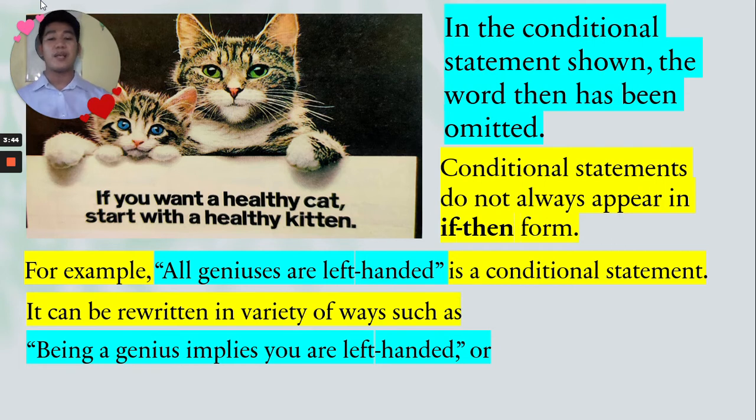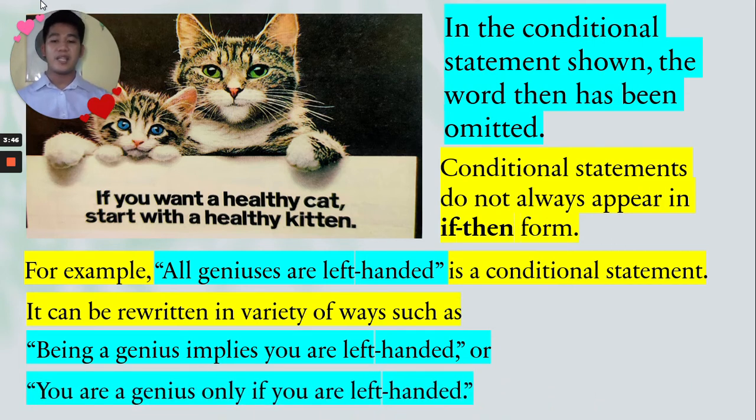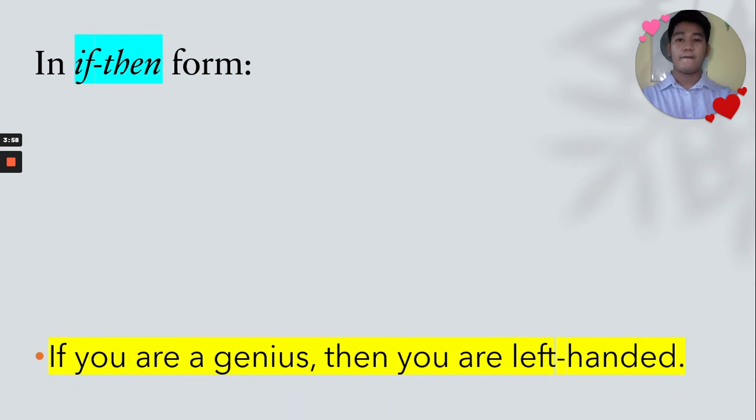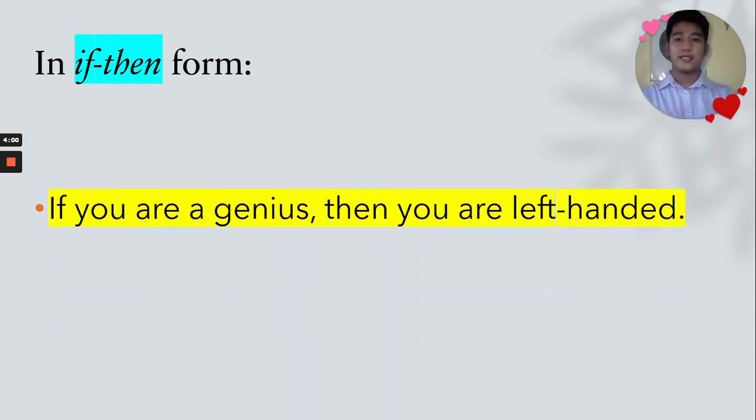So being a genius implies you are left-handed, or it can be written as you are a genius only if you are left-handed. So the same. All geniuses are left-handed. If we're going to write it in the if-then form, this will be the sentence: if you are a genius, then you are left-handed. So, did you get it? Later on, we'll have conditional statements and you're going to rewrite them into if-then form.